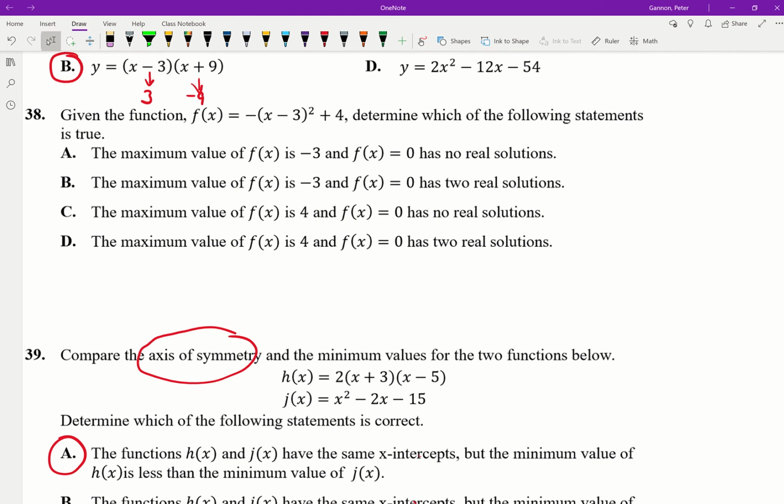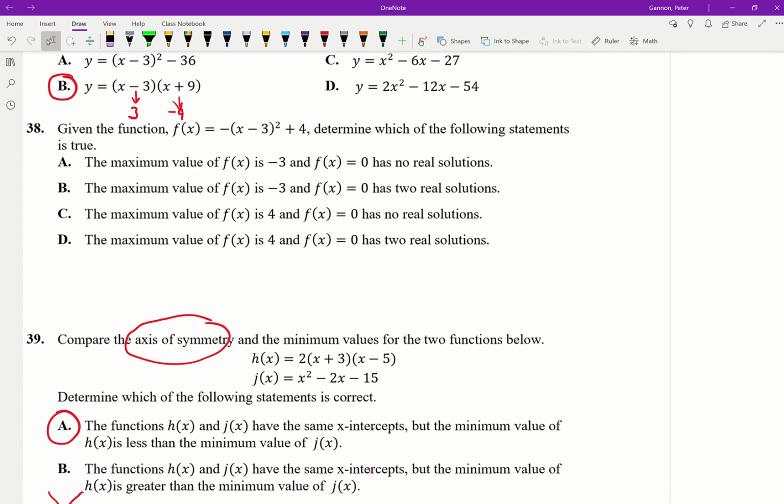38 says, given the function f of x, which is negative x minus 3 quantity squared plus 4, which of the following statements are true? So if we take a look at this, there's a couple different possibilities. It talks about maximum value of either negative 3 or 4. Well, that's going to happen at the vertex. And then it talks about f of x equaling 0 having no real solutions or 2 real solutions.